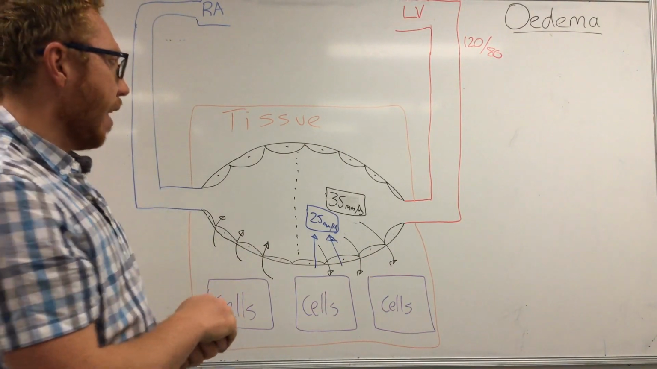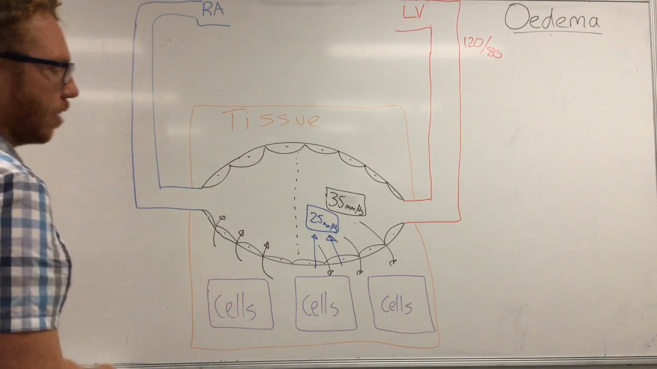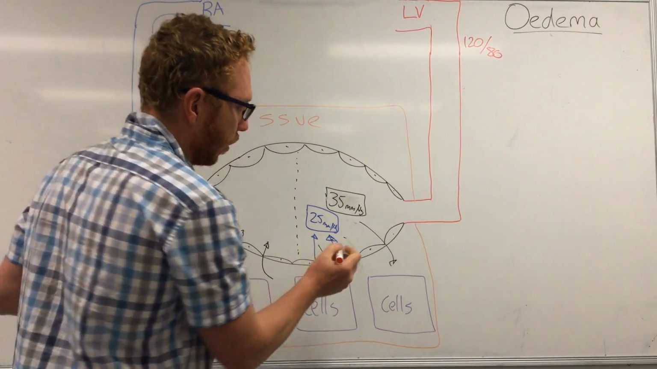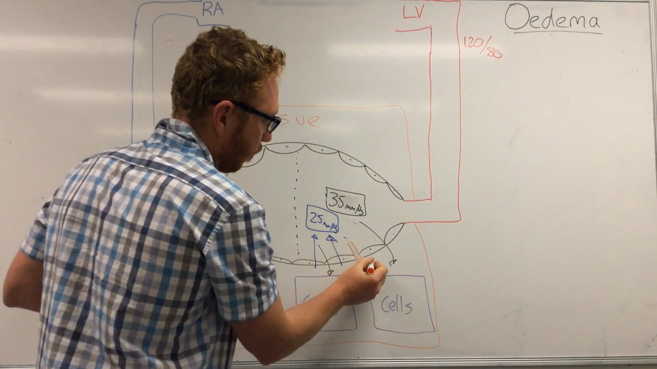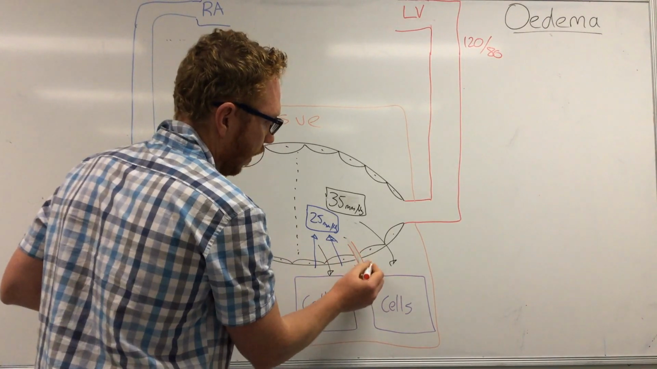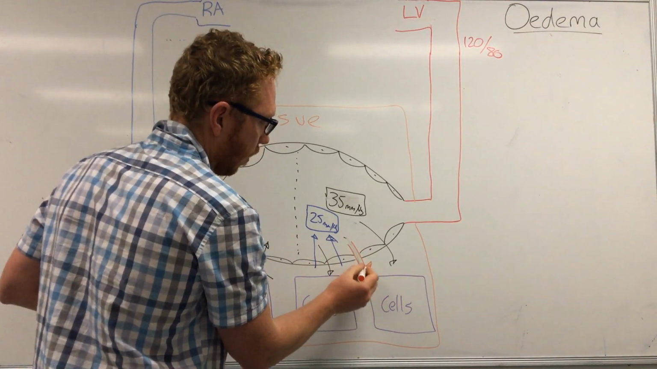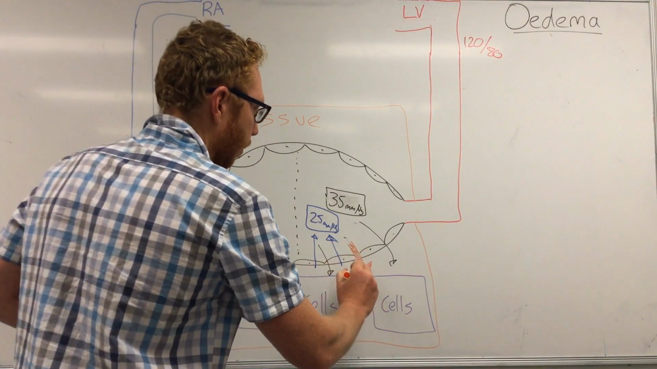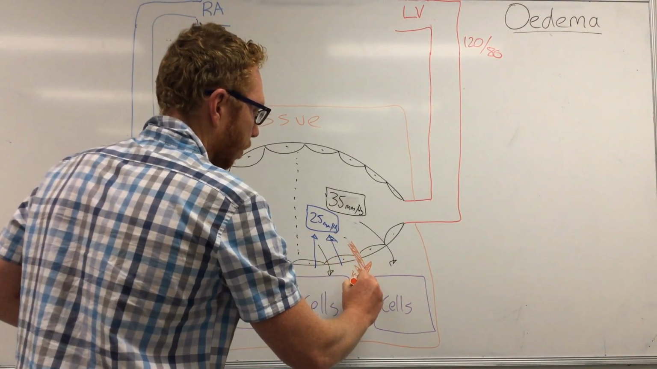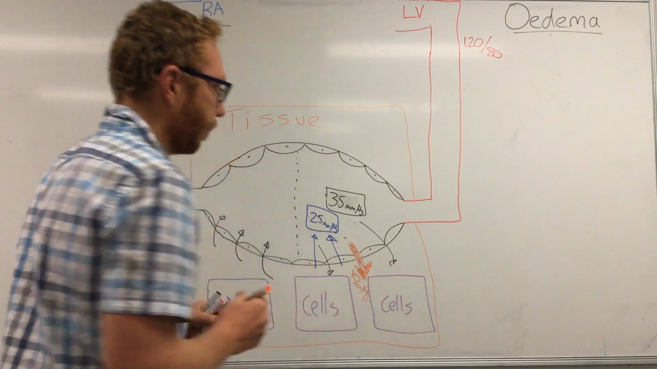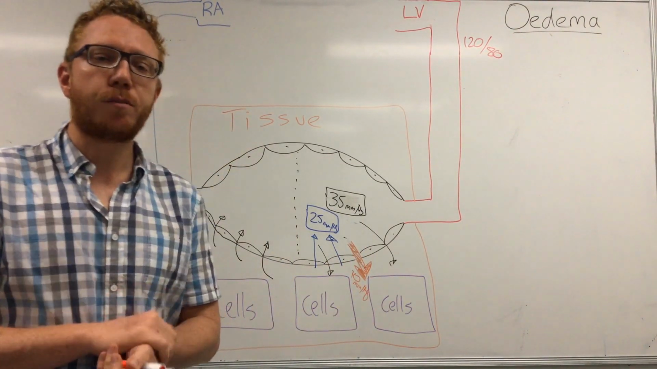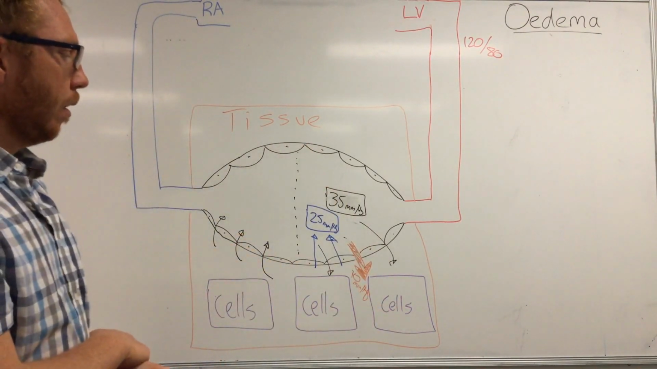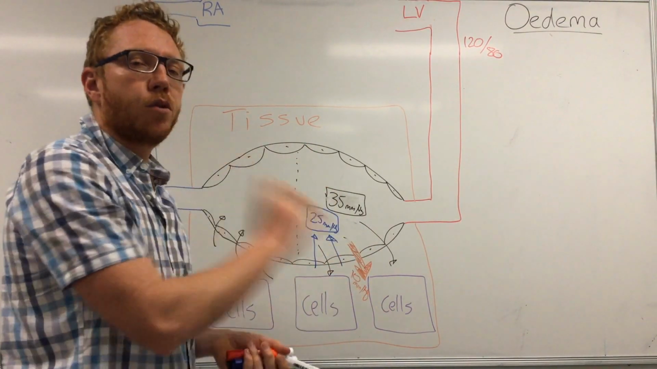So what you can see there is we've actually got a net outward pressure. So this is the pressure forcing the fluid out of 35 minus 25, which is 10. So the pressure is 10 millimeters of mercury. That's the net filtration pressure. That's what's pushing the fluid out into the tissue. 10 millimeters of mercury pushing.